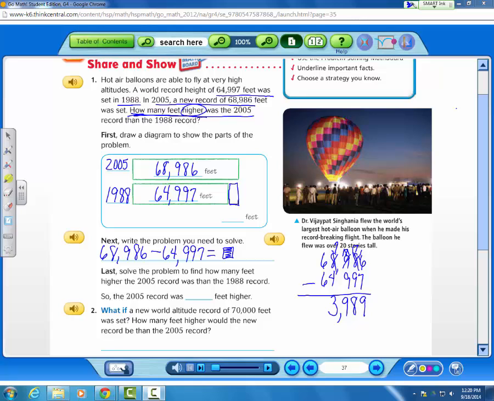So the difference between the two is 3,989 feet. And that makes sense because if we were to do a quick estimate, this is about 68,000 and this is 64,000, and the difference between those two would be 4,000, and our answer right here is very close to 4,000. So that's how we set up the diagram to solve this.